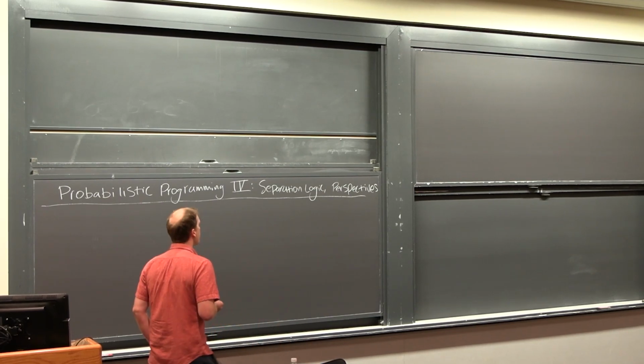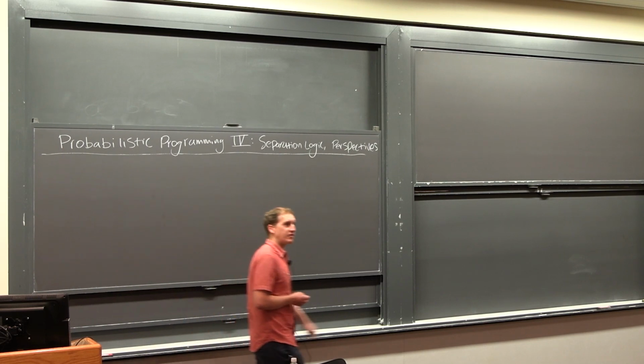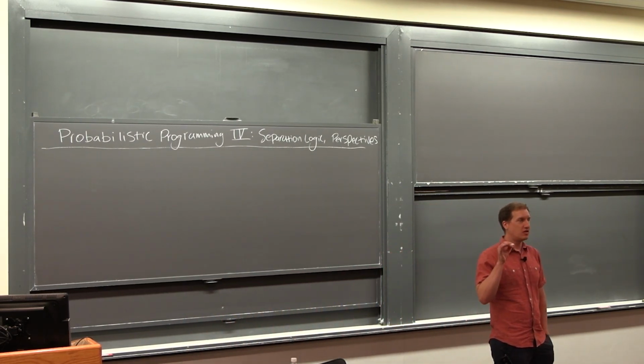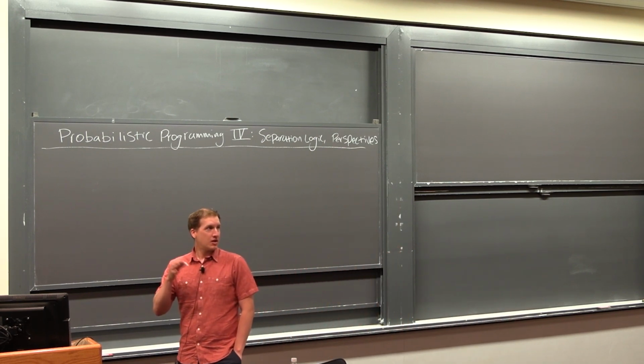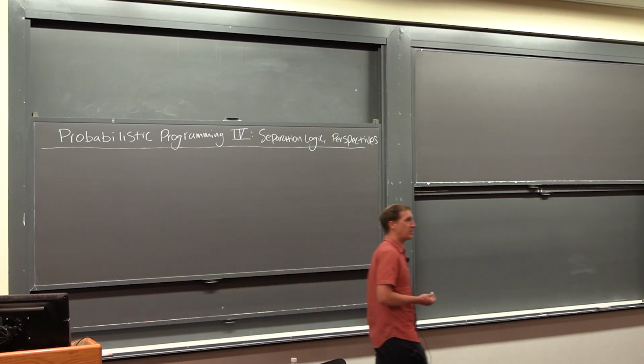So far in this series, we've been talking about how to run probabilistic programs, right? We talked about semantics, the denotational semantics, and also operational semantics, and yesterday we talked a little bit about compiling probabilistic programs into tractable representations in order to reason about them.